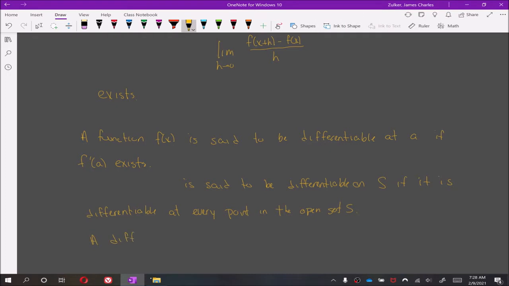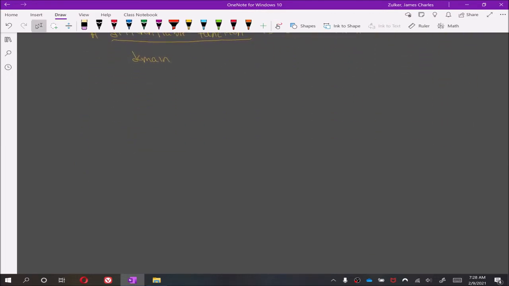A differentiable function is one in which f prime of x exists on its domain. Now, an important property of differentiability is that it implies continuity.